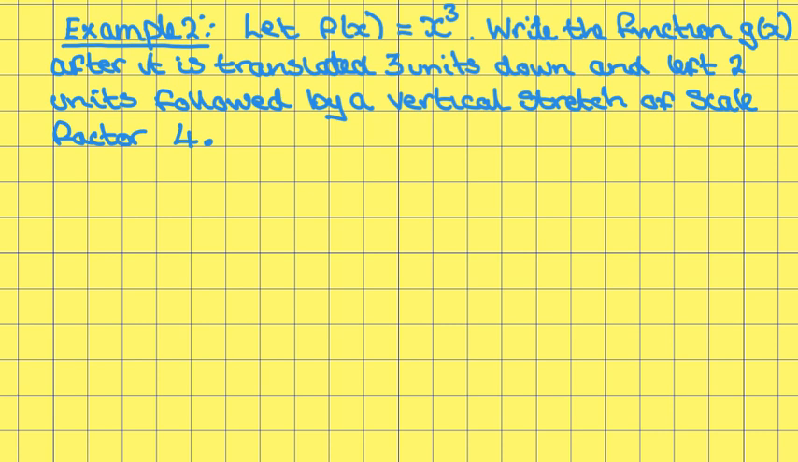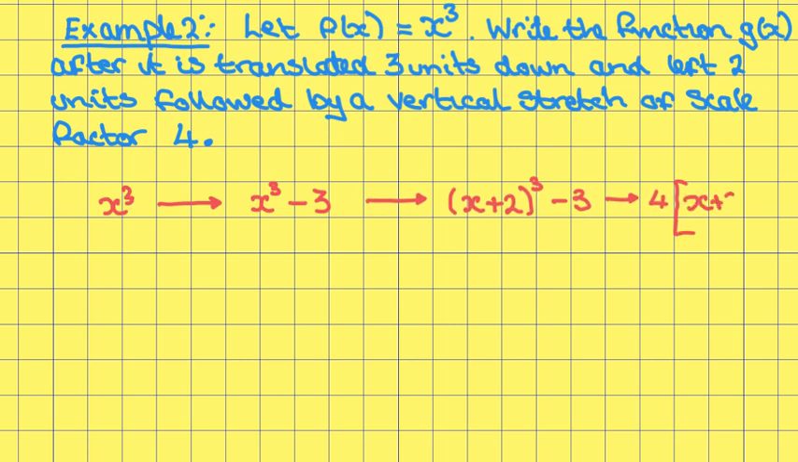So you take the original function x cubed, and that goes to, I'm going to do the units down first, so it goes to x cubed minus 3, and then it goes left 2 units, and remember left is the positive, so you'll get x plus 2 all cubed minus 3. And then there is a vertical stretch, which means everything is multiplied by 2, so this will go to 2 lots of, in a big bracket, x plus 2 cubed minus 3.